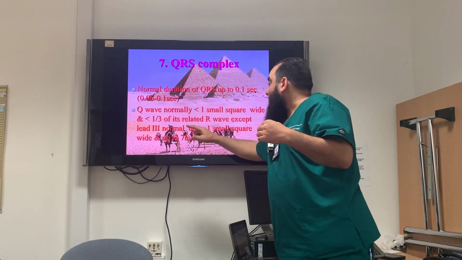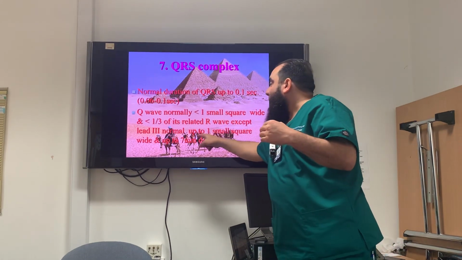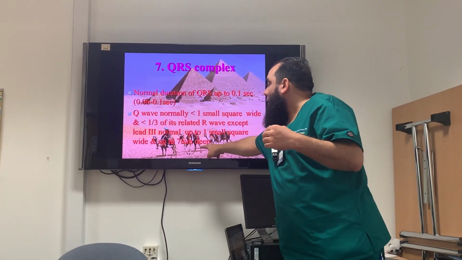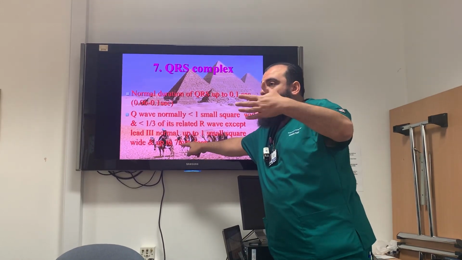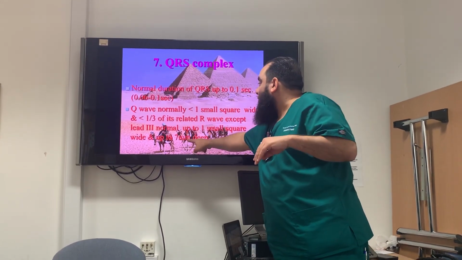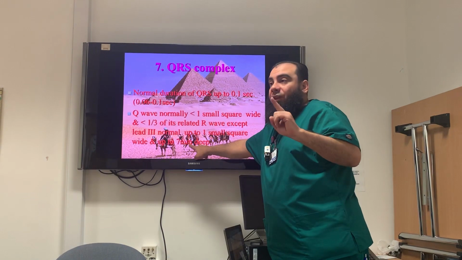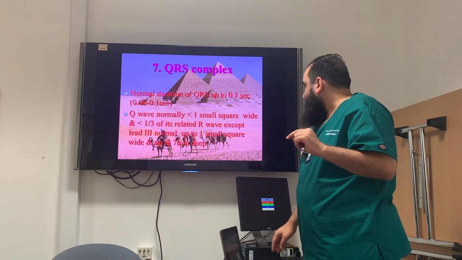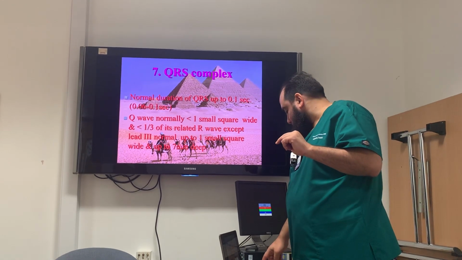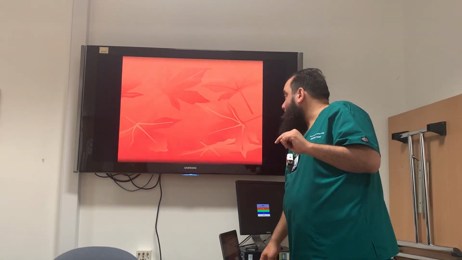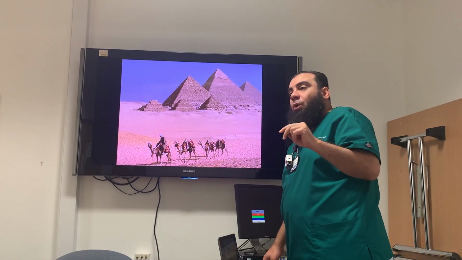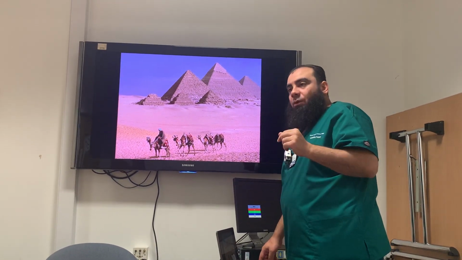And it can be deeper in lead 3. That's why I told you lead 3 is queer. It can be up to 7 millimeters deep in lead 3, only lead 3. Just keep it in mind. Even its width in lead 3 can be 1 small square, but in others it is less than a small square.